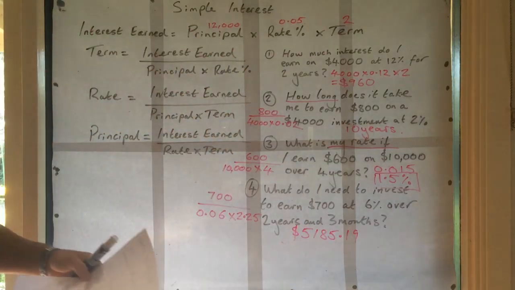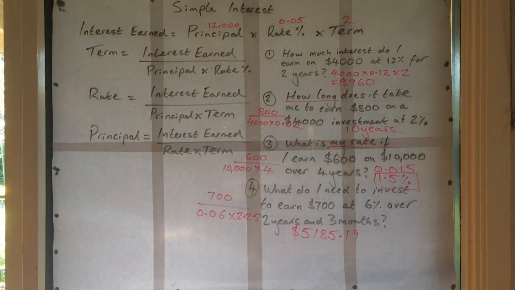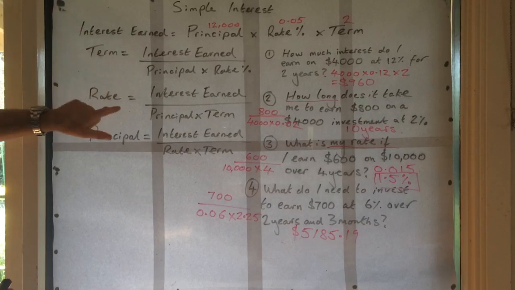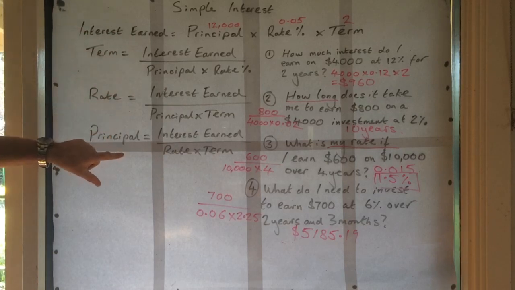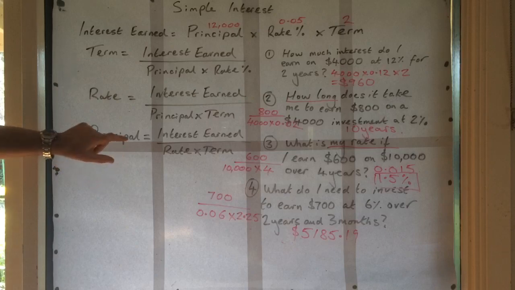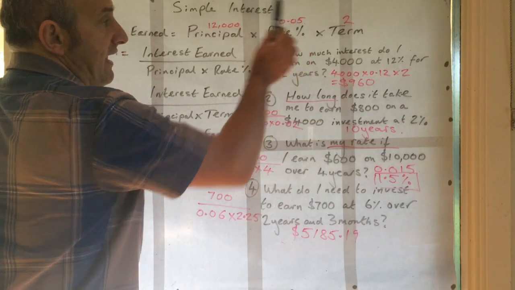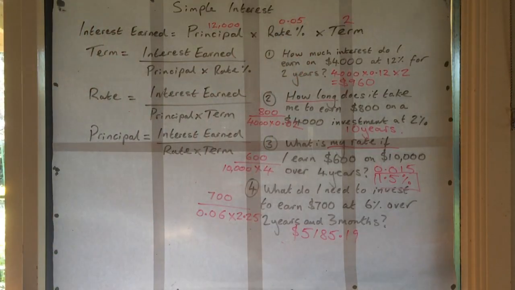When you enter that, you should get, to the nearest cent, $5,185.19. Those are the classic sort of questions that we might get when we do this sort of thing. Make sure that you've got these formulas copied down and available. And don't forget, when you work out rate, we enter it as a decimal, not as the actual percentage.